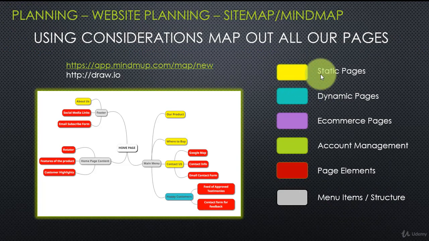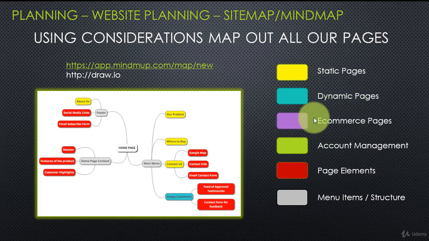Just flipping back to this slide, I'm going to be using this legend for colors of the different page elements. So first, yellow is a static page. Again, that's a page that doesn't really change too much. You're just going to build it and it's going to pretty much stay the same. The next is a dynamic page. These are things where dynamic elements come in from the back end of your website. So in this case down here, happy customers, we're going to have a testimonial feed that would come in. So any sort of dynamic things, blogs are an example of a dynamic page.